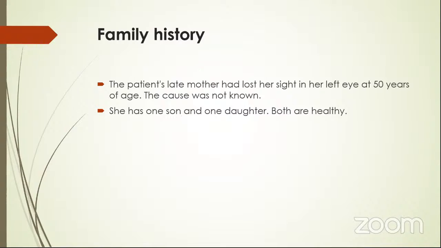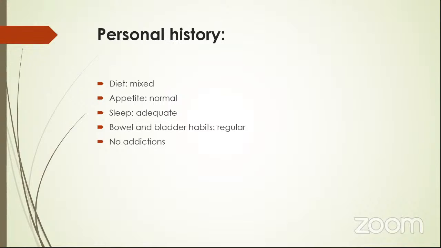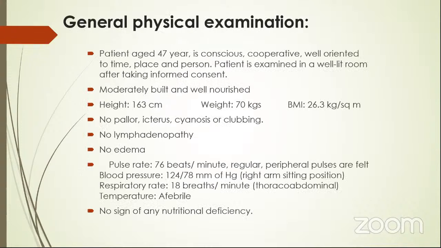Family history. Patient's late mother had lost her sight in her left eye at 50 years of age. The cause was not known. Patient has one son and one daughter. Both are in good health. Personal history: diet mixed, appetite normal, sleep adequate, bowel and bladder habits regular, no addictions.